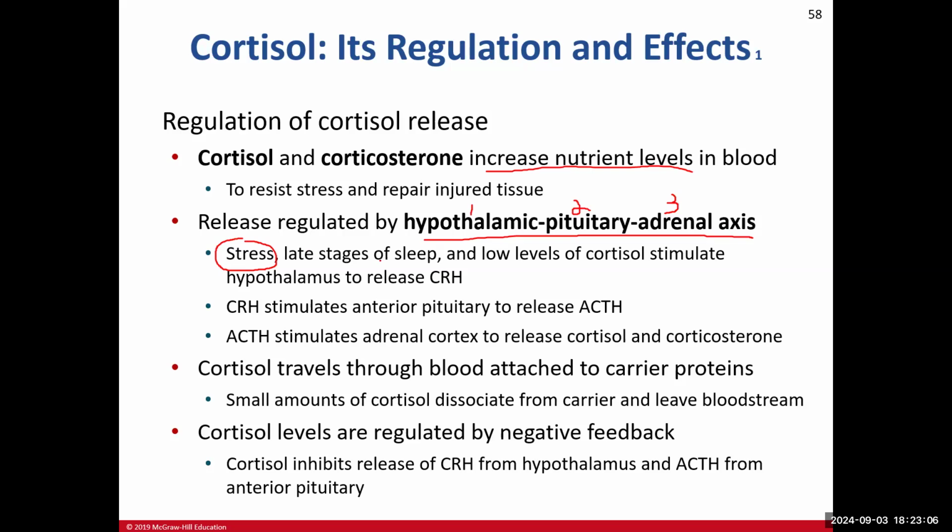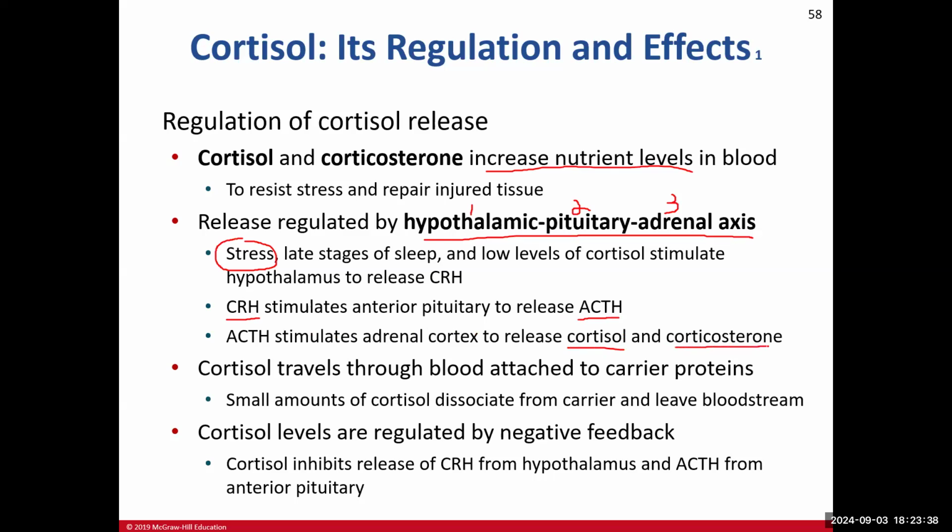We'll go through all these different stimuli here. Of course, we're going to see our corticotropin-releasing hormone, which travels to the anterior pituitary. That's going to cause the anterior pituitary to release ACTH. And then eventually ACTH will travel down to the adrenal cortex, and it'll release cortisol and the corticosteroids.